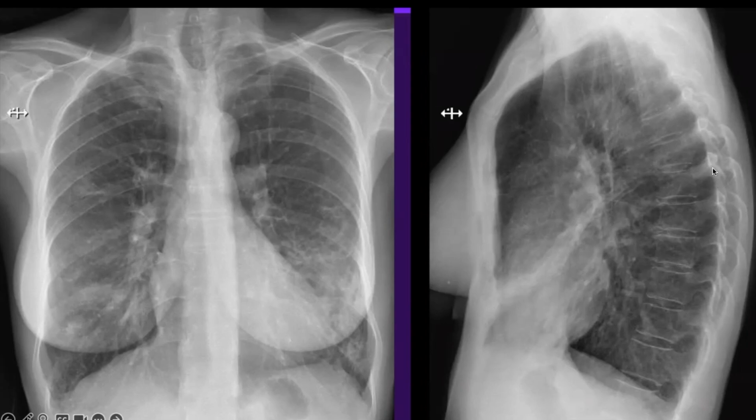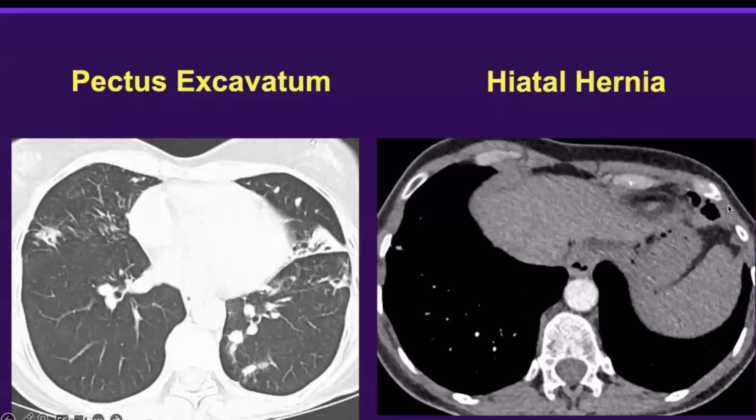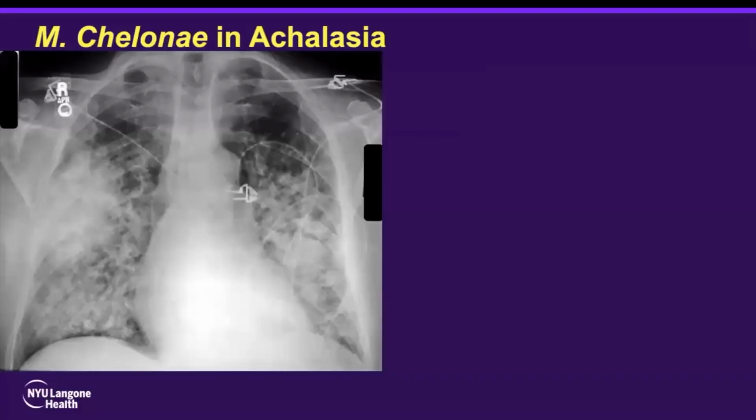Notice how the ribs are pretty aligned, suggesting that the patient is not rotated, and it would be difficult to call pectus in a patient that is rotated on a radiograph. This is the correlative on CT, and we can see how the sternum is depressed, and here consolidation with nodular opacities. Hiatal hernia is something we also evaluate for, as aspiration has been associated with NTM.